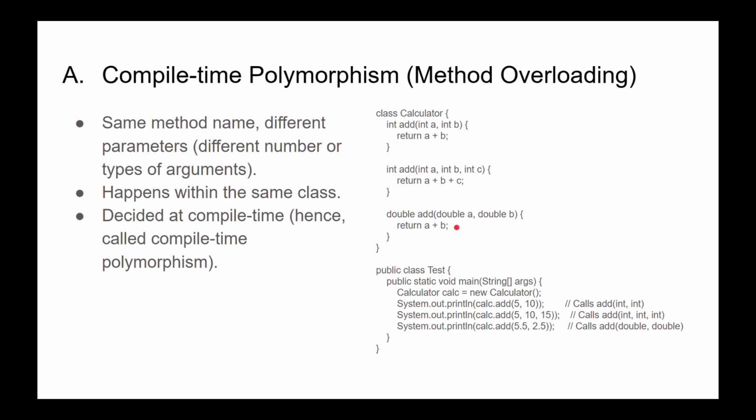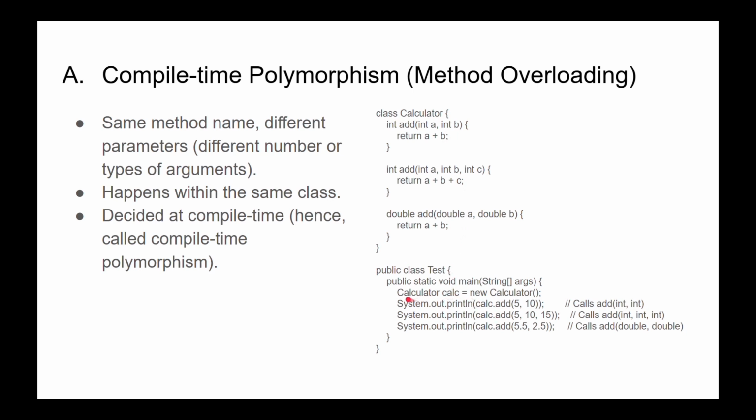Based on the given input, it will decide at compile time and go to the particular method. If you give the same number of parameters with the same name and same type, then the compiler will go into ambiguity and throw an error.